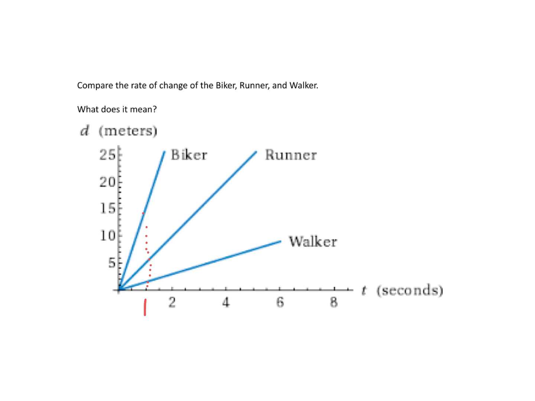1 second. Okay, so after 1 second, the walker has gone maybe 1.5 meters. The runner has gone maybe around 5 meters, and the biker has reached closer to somewhere in between 10 and 15 meters. Okay, so again, we can conclude that the biker has the faster rate of change.